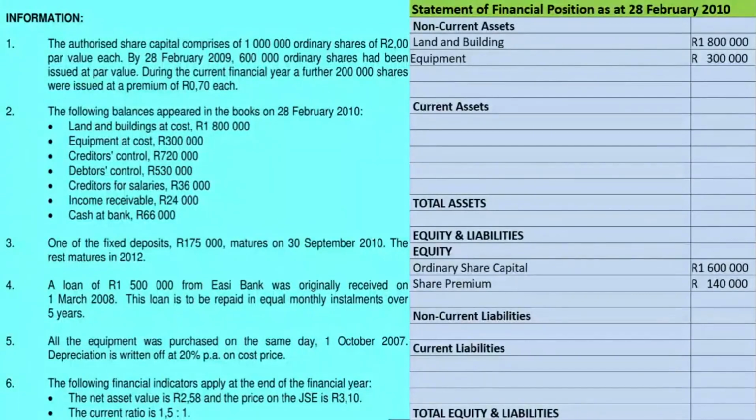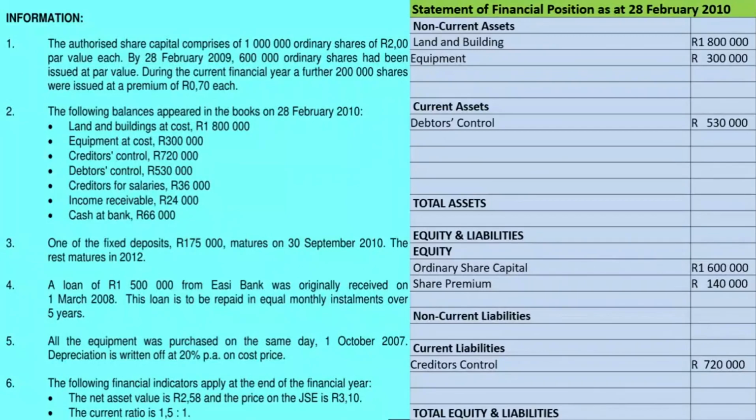Then the next one, creditors control 720,000 rand. Creditors control is a current liability, so we record it under that section. So creditors control 720,000 rand. Debtors control 530,000 rand. That is a current asset. We record it under current assets.